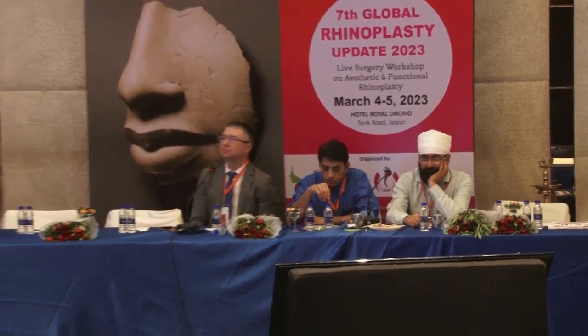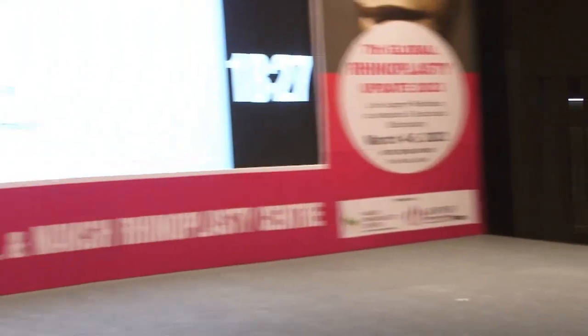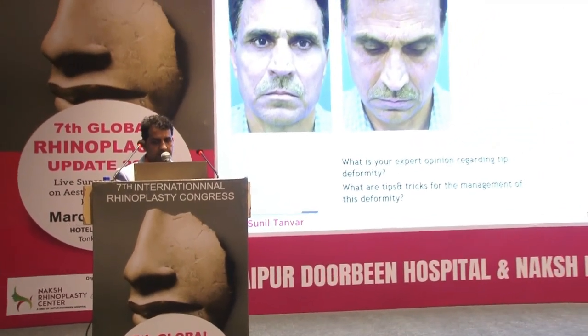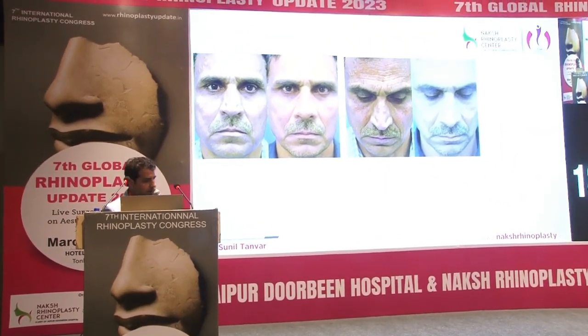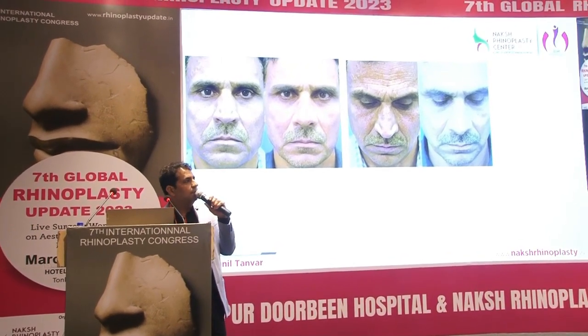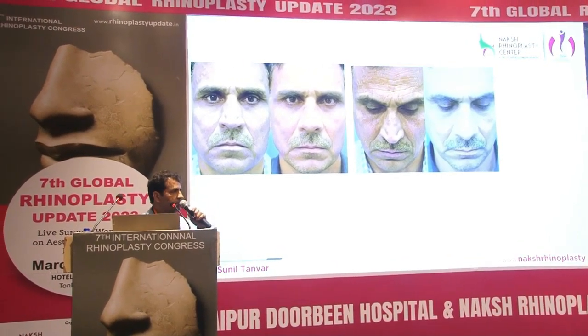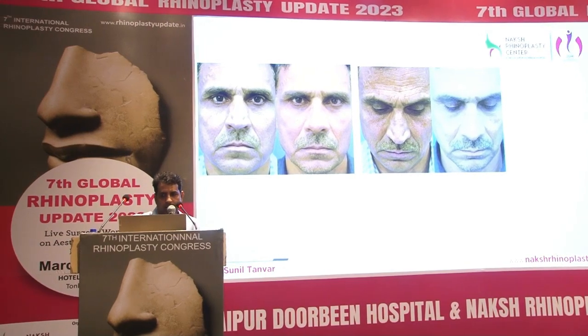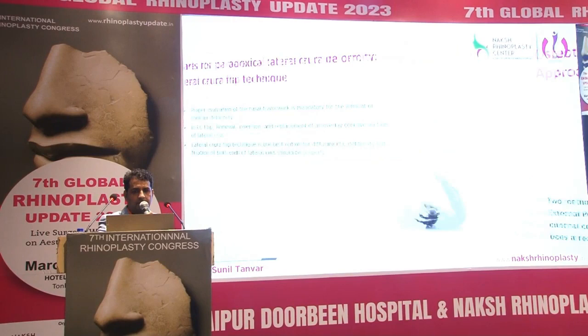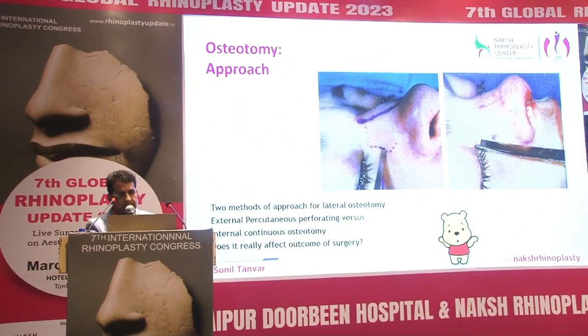So basically this patient has a problem with the lateral crura part. Basically this is a paradoxical lateral crura deformity, and the rest is okay. Just by the flip-flop technique, after the flip, the patient is happy because the tip problem is corrected. We corrected all these issues. This is my last slide.